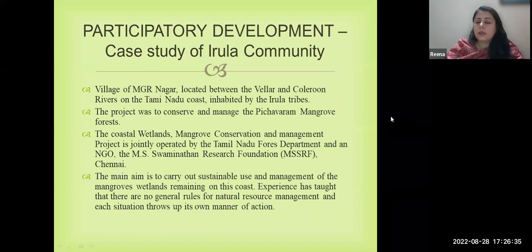So again, there is a case study of the Irula community. There is a village of MGR Nagar in Velar and Kolarun rivers on the Tamil Nadu coast.